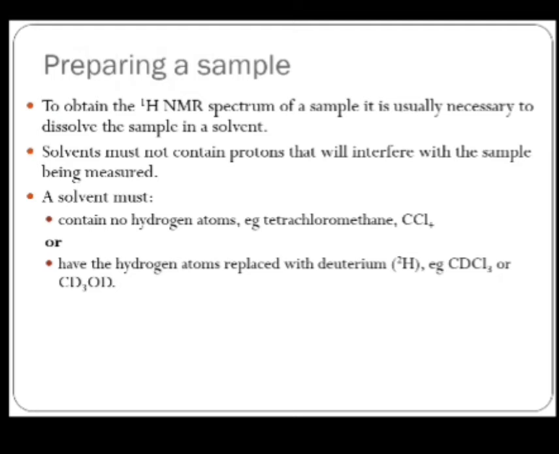To obtain the H1 NMR spectrum of a sample, it is usually necessary to dissolve the sample in a solvent. The solvent must not contain protons that will interfere with the sample being measured. A solvent must contain no hydrogen atom, for example, tetrachloromethane, CCl4, or have the hydrogen atom replaced with deuterium, like CDCl3 or CD3OD.